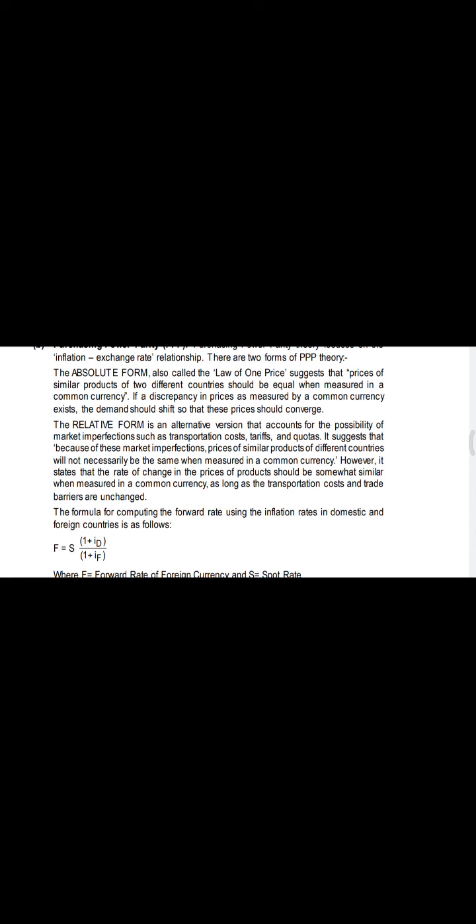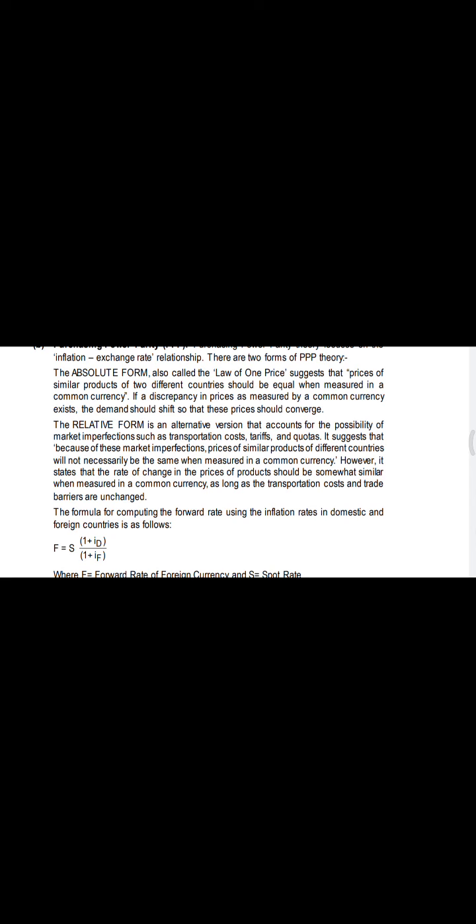Relative form is an alternative version that accounts for the possibility of market imperfections such as transportation costs, tariffs, and quotas. It suggests that because of these market imperfections, prices of similar products of different countries will not necessarily be the same when measured in a common currency. However, it states that the rate of change in the price of products should be somewhat similar when measured in a common currency, as long as the transportation cost and trade barriers are unchanged.